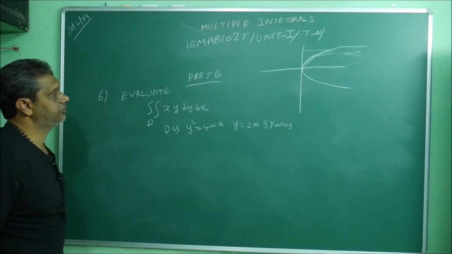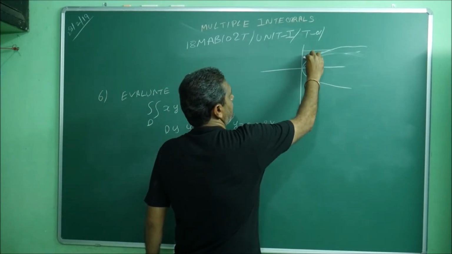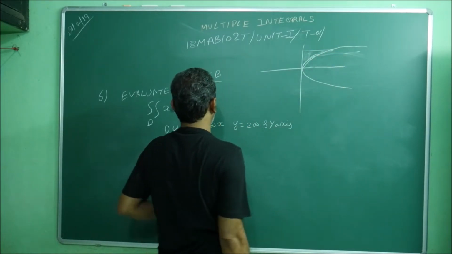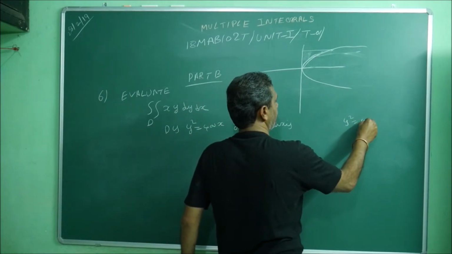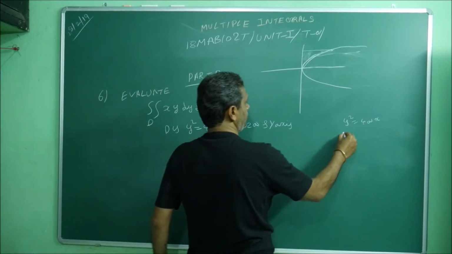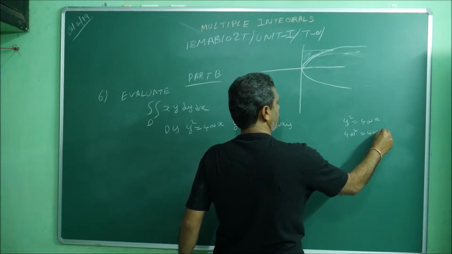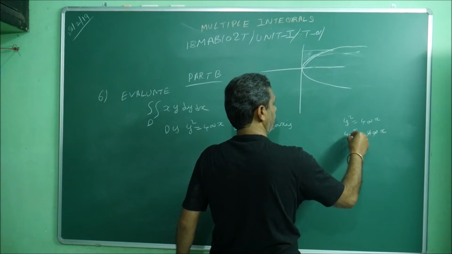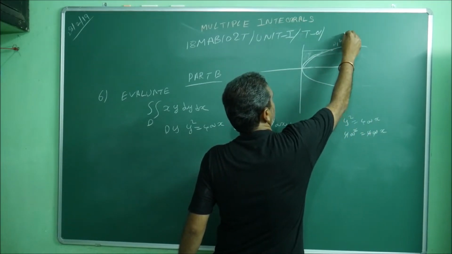Y axis means x is equal to 0. So which area will you get? This area you have to travel, but you can find this intersection. How will you find it? In y square is equal to 4ax, substitute y is equal to 2a: 4a square is equal to 4ax. So x is equal to a. So this point is a comma 2a.